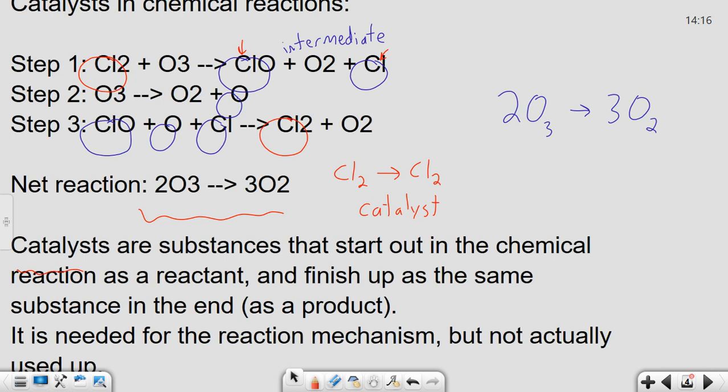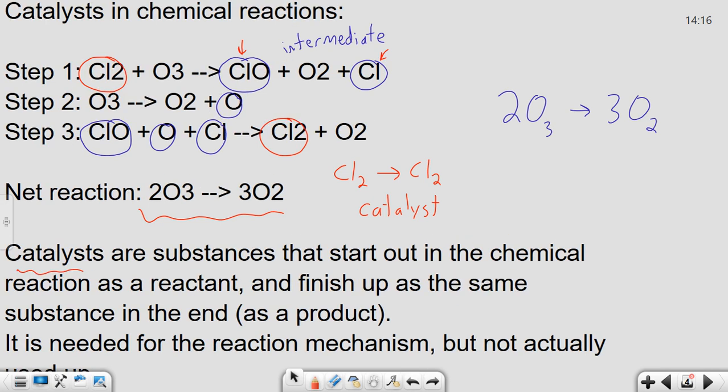Let's go back. There we go. So, needed for the reaction mechanism, not actually used up. We call them catalysts. You can't have the reaction without them because they're used in all of our intermediates, but they show up at the beginning and they still show up at the end. They haven't changed. I destroy it and then I make it again.